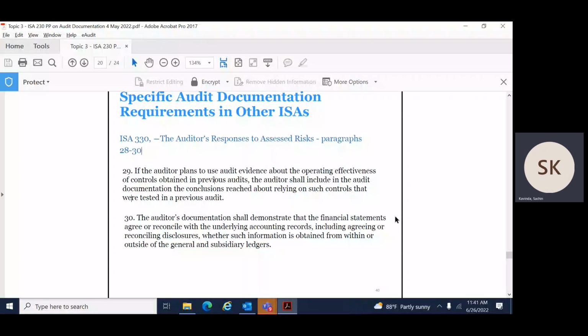The auditor's documentation shall demonstrate that the financial statements agreed or reconciled with the underlying accounting records, including agreeing or reconciling disclosures, whether such information is obtained from within or outside the general and subsidiary ledgers. මේවා financial statements agree or reconcile with the underlying accounting records එක, මේවා agree වෙනවා reconcile වෙනවා කියලා ඔඩිට document කරන්න ඕන, right?